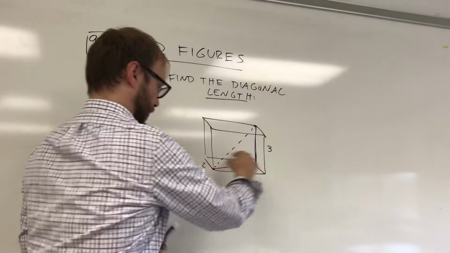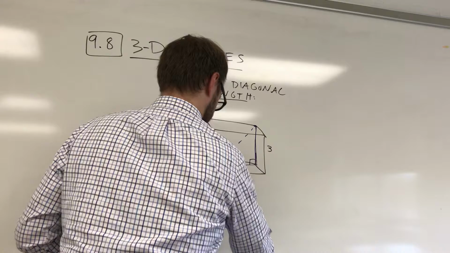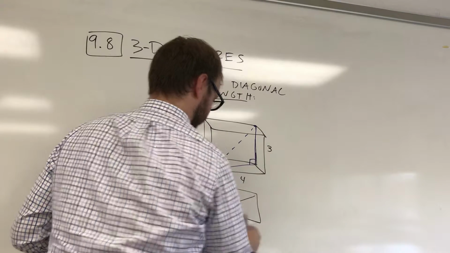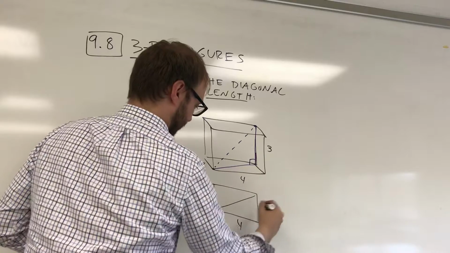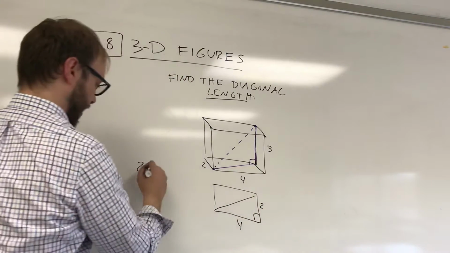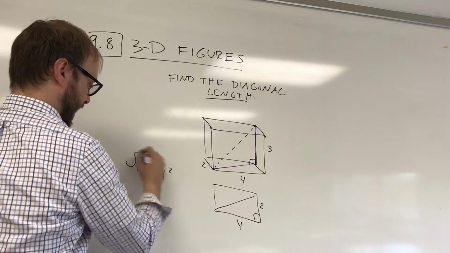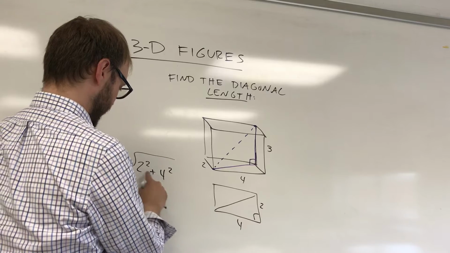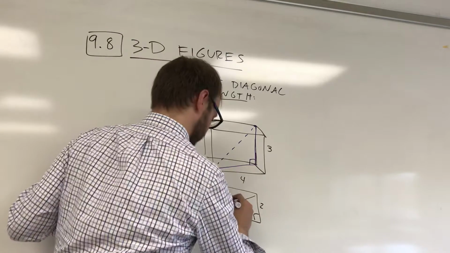So at the base, we need the diagonal of that rectangular base. That rectangular base is a 2 by 4, okay? And we're trying to find this diagonal that cuts across like that, okay? So we're doing basically 2 squared plus 4 squared, and we're taking the square root. And that's going to be the square root of 20, right? 4 plus 16, square root of 20.